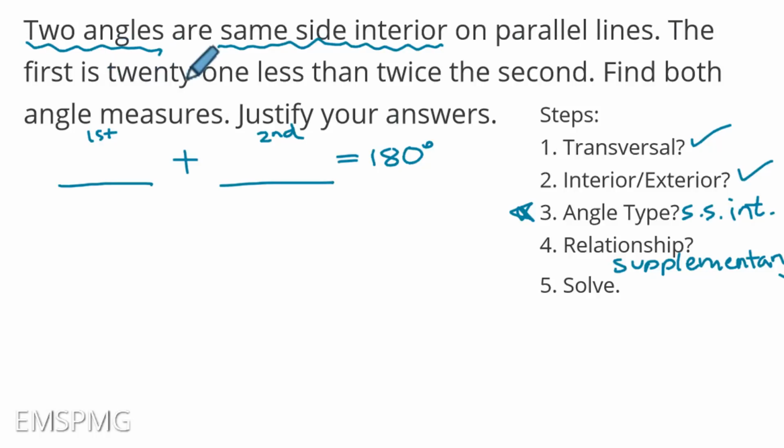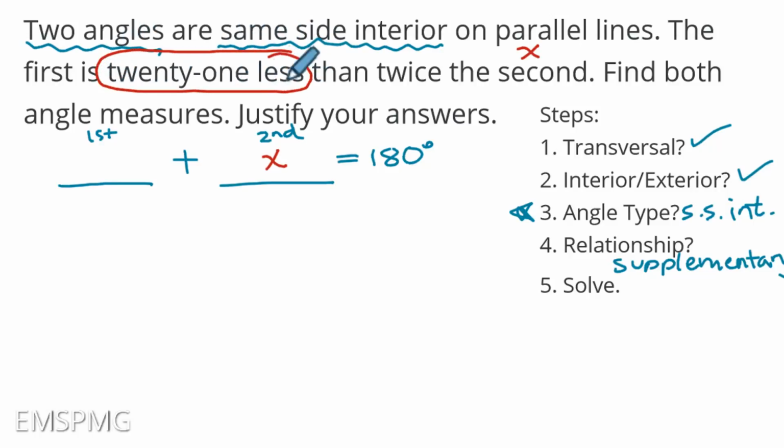It says that the first angle is 21 less than twice the second. So I have some information about my first angle, but I don't have any information about my second. Whenever I don't have any information in math, I use a variable. So for my second angle, I'm going to use a variable, let's say x. I know nothing else, so it is just going to be x. Now, compared to the second, I know that the first angle is 21 less. Keep that in mind.